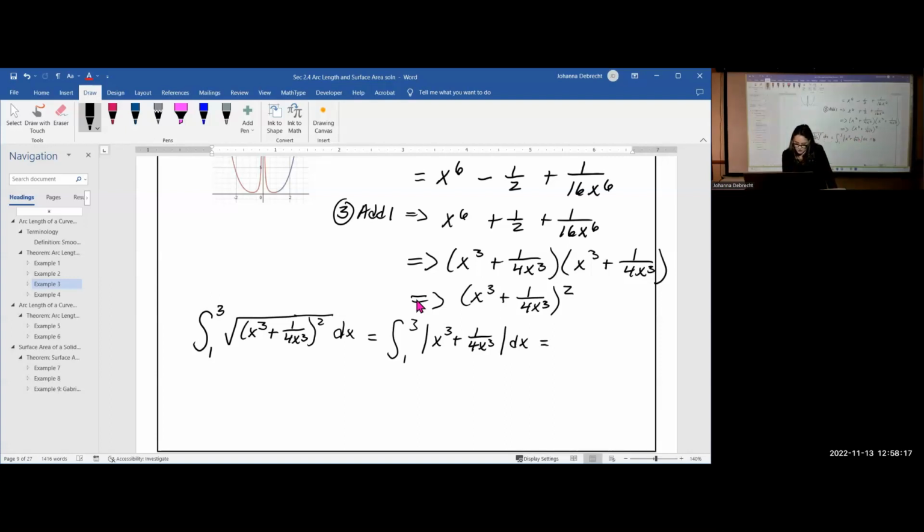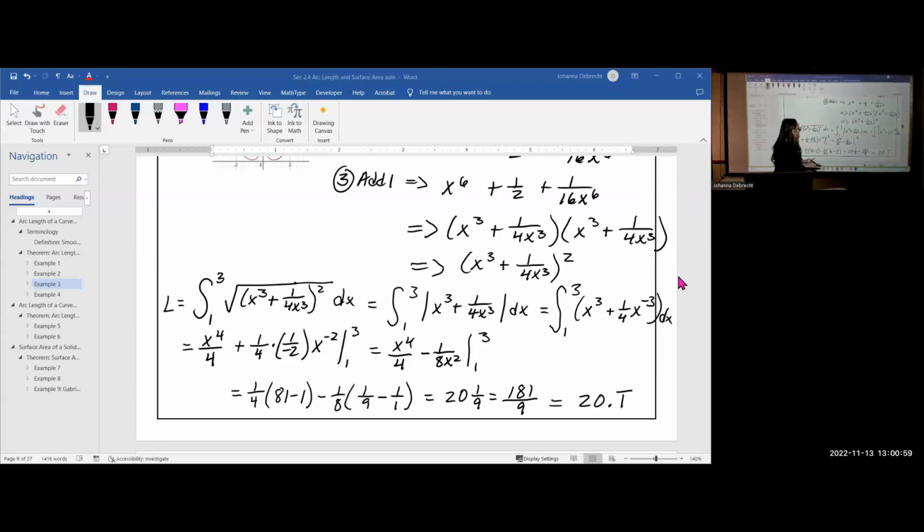I'm also going to rewrite 1 over 4x cubed in a form that's easier to integrate. So I get the integral from 1 to 3 of x cubed plus 1/4 x to the negative 3 dx. And now I can simply apply the power rule. So go ahead and pause the video here and take a moment to figure out what it is, then turn the video back on and we'll compare.